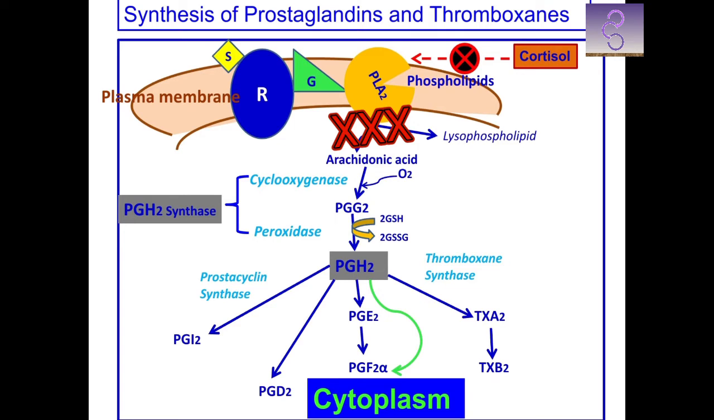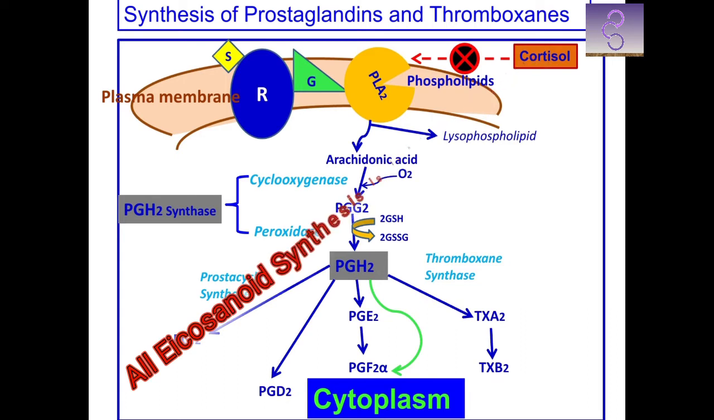Arachidonic acid is the precursor of all the eicosanoids mentioned earlier, and its lack of availability prevents the synthesis of all three classes of eicosanoids: prostaglandins, thromboxanes, and leukotrienes.